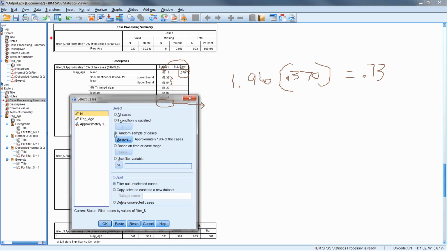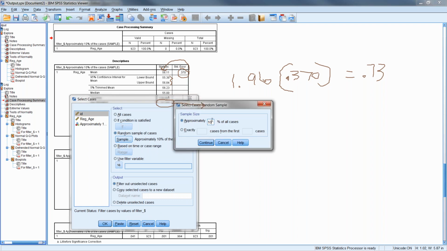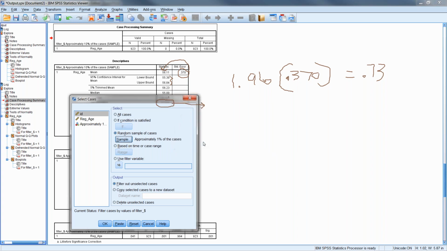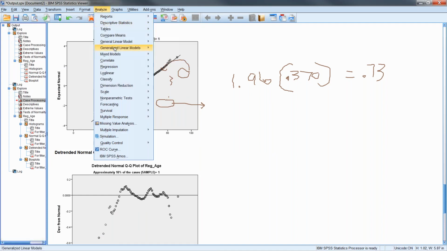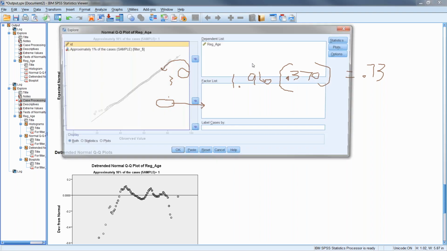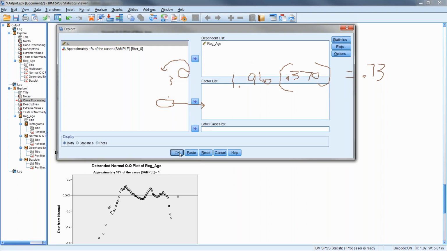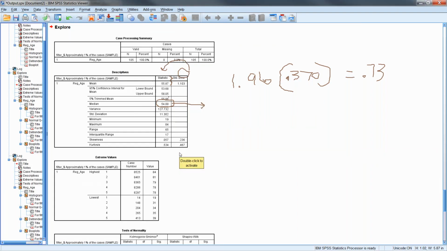Okay, so now I want to say random sample of about, let's go 1%. Okay, that's still going to be pretty good, I'll bet you. And then we'll hit OK. And now our filter will be for the 1%. So let's go ahead and look at that. Descriptives, explore. I can just hit OK again. Okay, and here we go.